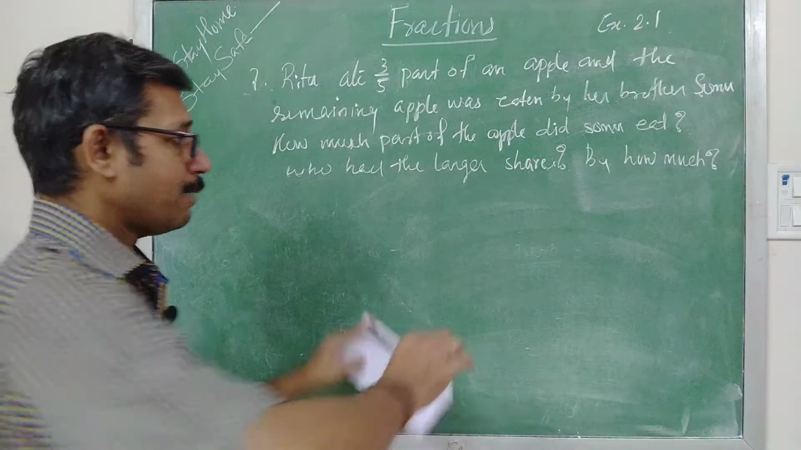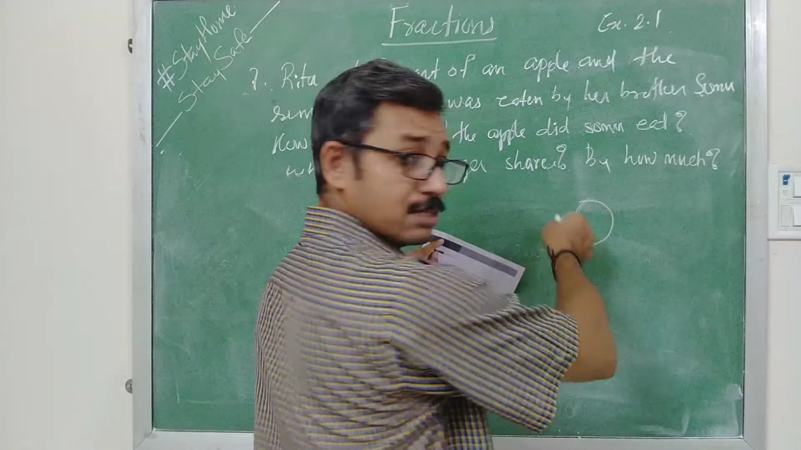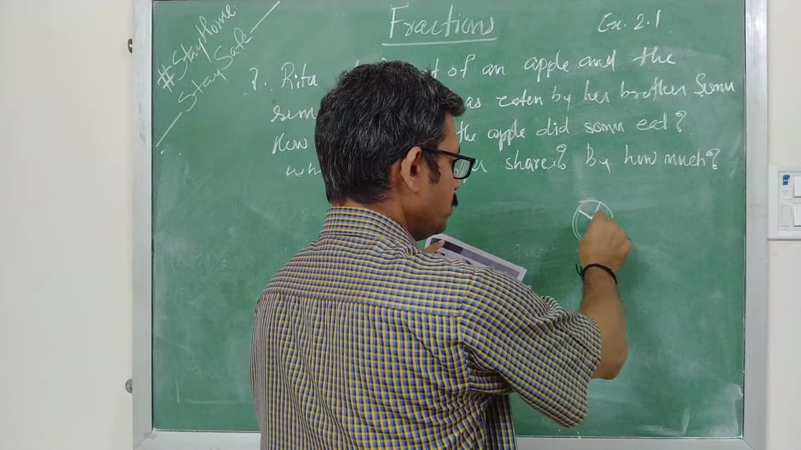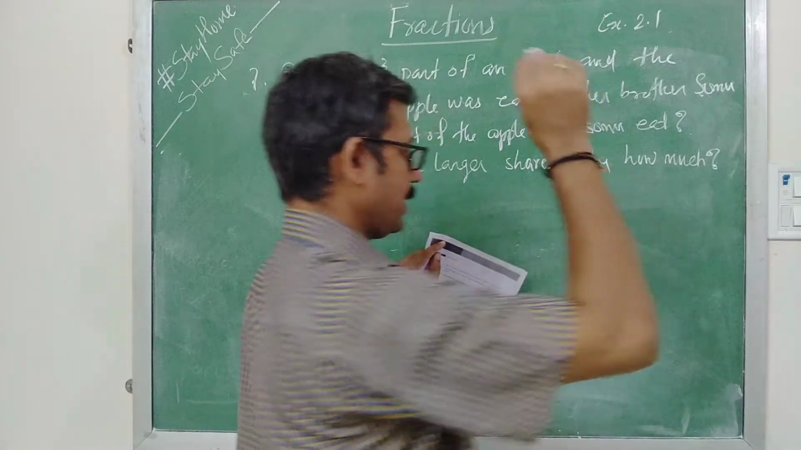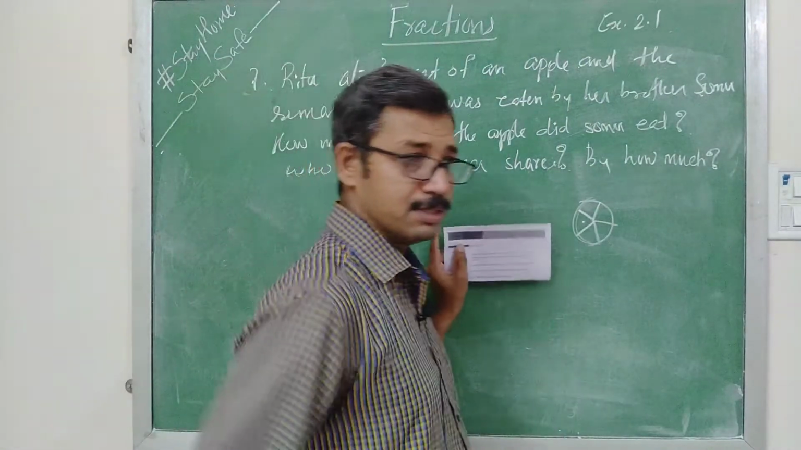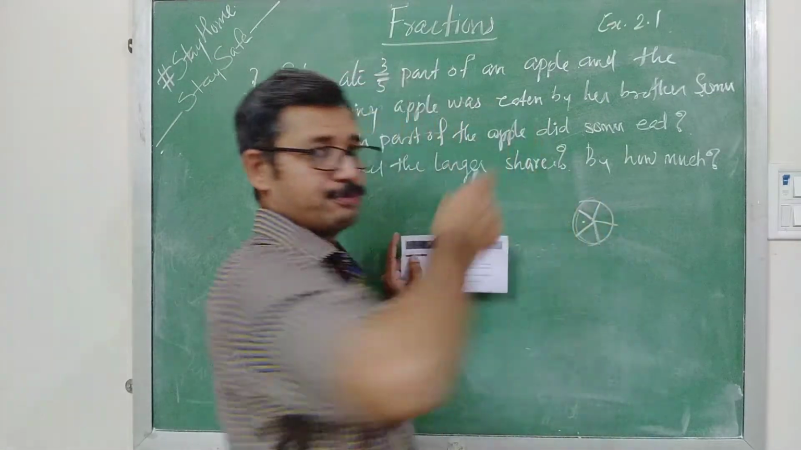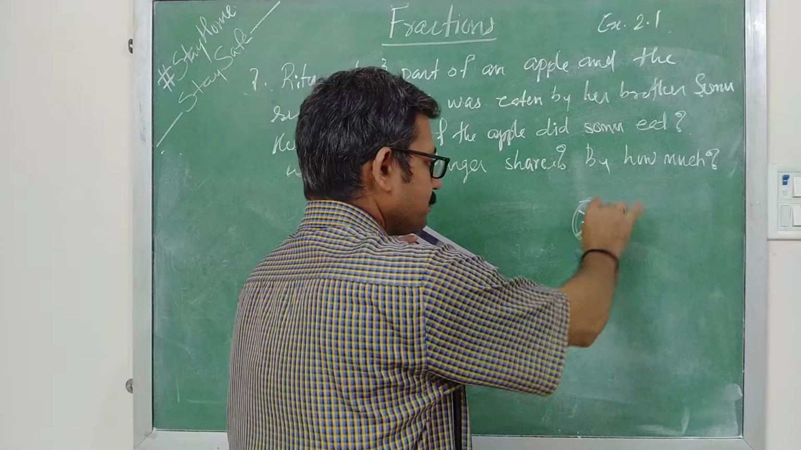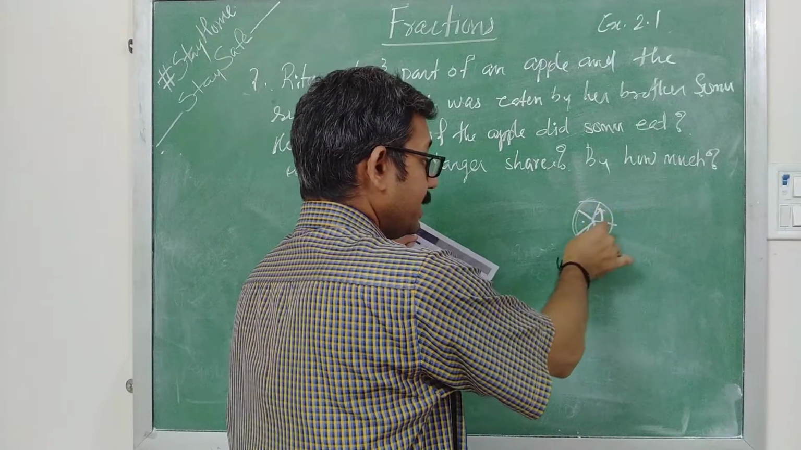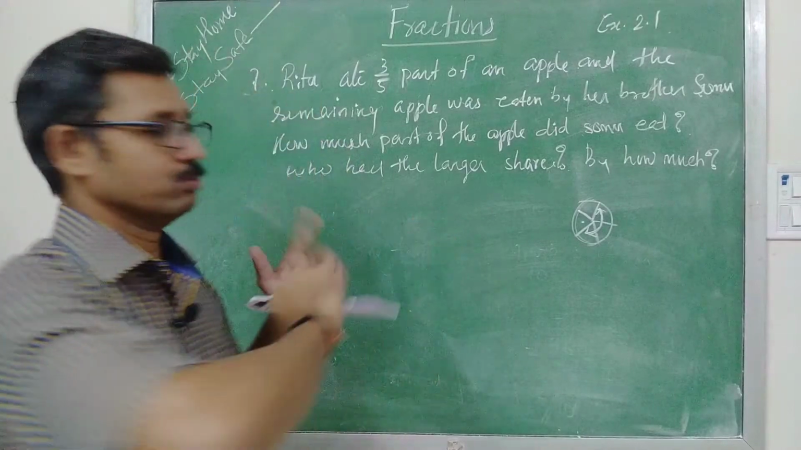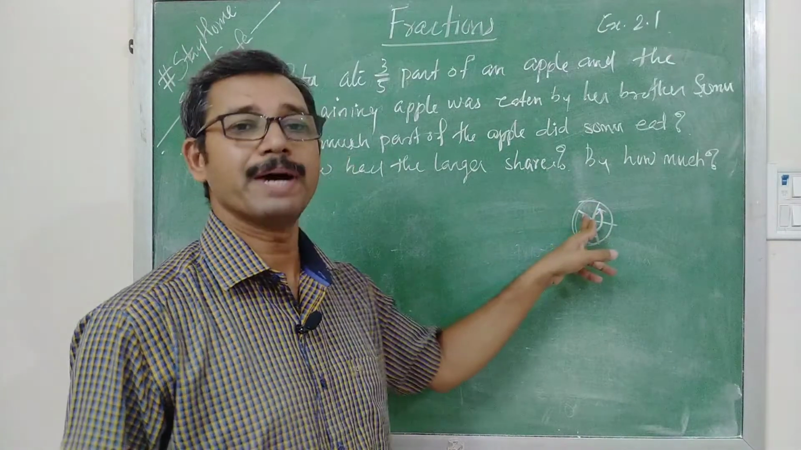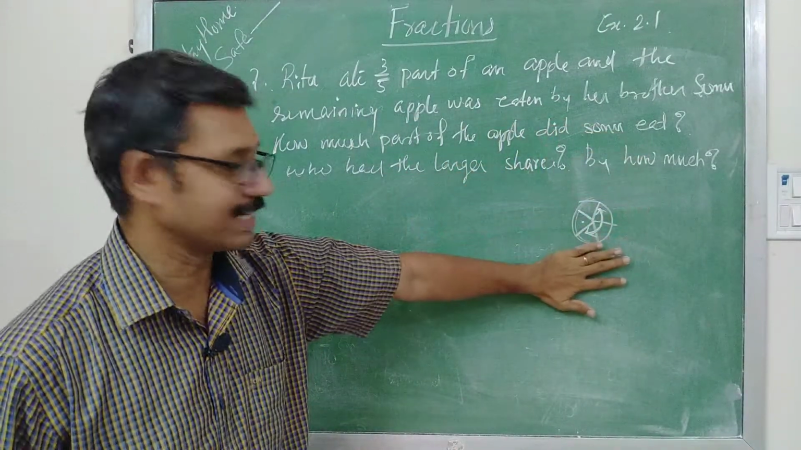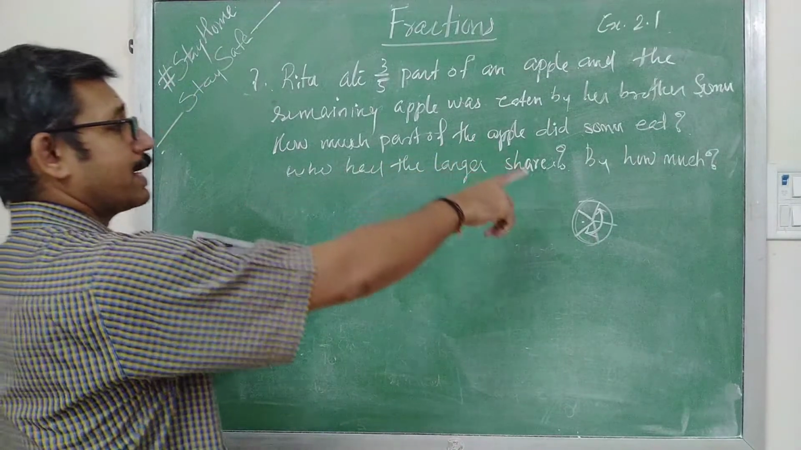This is one apple, divided into how many parts? 1, 2, 3, 4, 5 parts. If this is the apple, it is divided into 5 equal parts. Among that, 3 parts, this much part, is eaten by Ritu. Now how many parts are remaining? 2 parts only remaining. That will be eaten by the brother Somu. This is practically what happens. Now you can say how much part of the apple Somu ate.